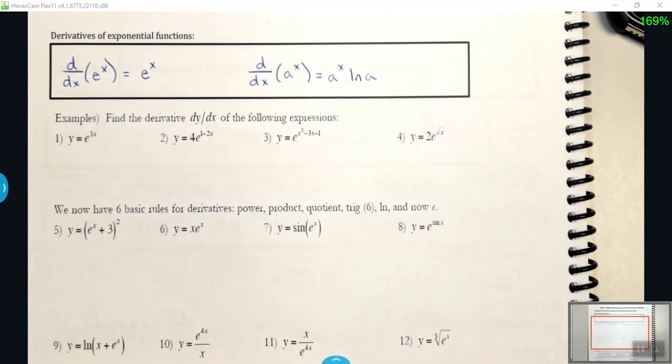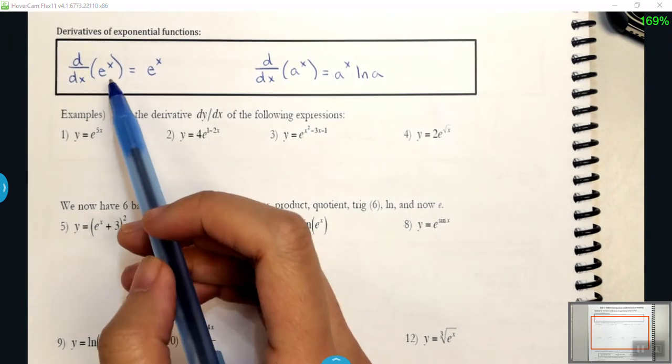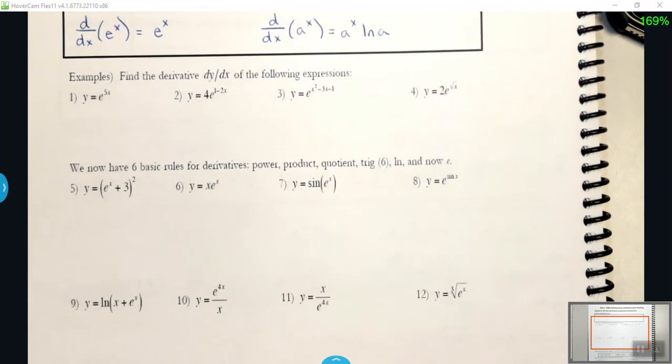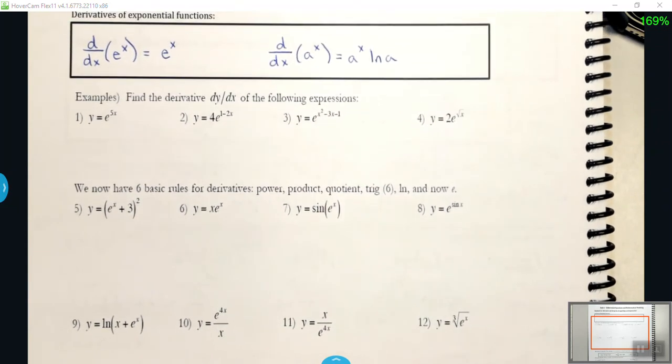Why is the derivative of e to the x e to the x? Because the slope is equal to its y value at every single point on the curve. Because it's an exponential function, it's going to be positive, and as your exponential increases, so does your slope. Is e to the x the only function that is its own derivative? Yeah, it is. That's why it's special.